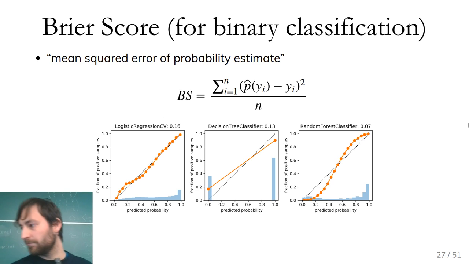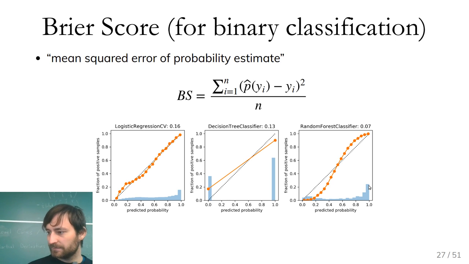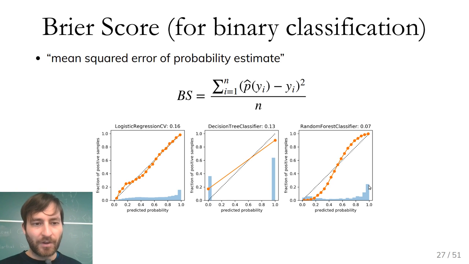And you can see the numbers here. And yeah, low is good, and so this is the best, but mostly because most of the data is in the very far bins, and so there it's doing pretty well. Also, the model is pretty accurate overall.